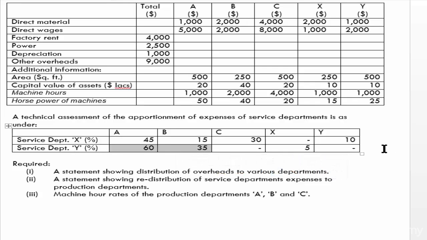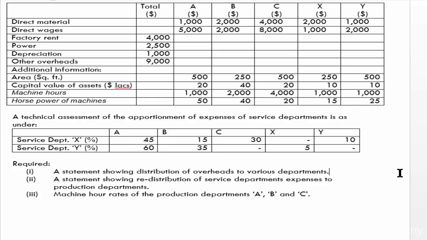It is not rendering service to C, but it renders service to the other service department X. So what you have to understand is service departments exchange services, and they don't service all the departments. Service department X services all the departments, whereas service department Y services only department A, B, it does not service department C, but it services department X. So based on this information, you are required to answer certain 3 questions.